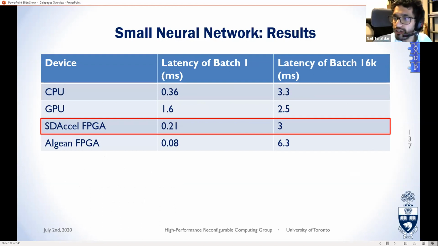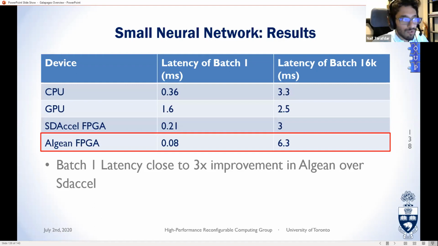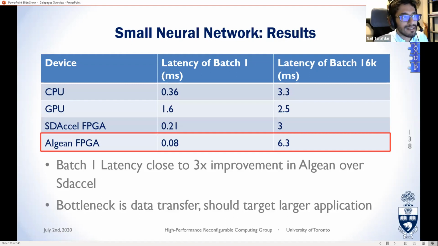Our first test is a small neural net, so a small amount of computation here. And when we first run this on SDXL, we see 0.21 milliseconds at batch 1, and in Aegean, we see 0.08. So in batch 1, the latency is a 3x improvement in Aegean over SDXL, but we still see that for larger batch sizes, we see a bit of an issue, right? Because the bottleneck is the data transfer from CPU to FPGA, which is also something that we've seen in our micro benchmarks. So ideally, we'd want to put more of the application on the FPGAs and even have FPGAs communicate amongst each other, because FPGA to FPGA communication is pretty efficient.